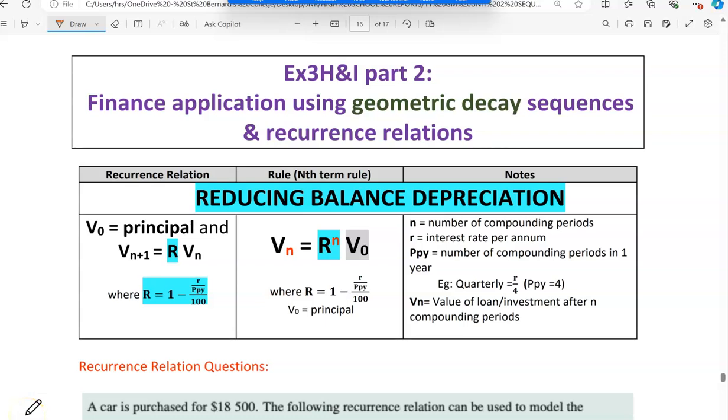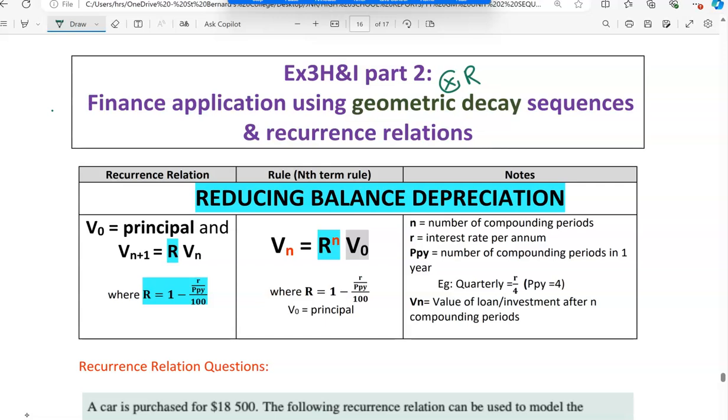Okay, so today we're going to look at the geometric sequencing, the financial application, but we're going to look at it when it decreases. So that's called decay. So remember, geometric means that you are multiplying. The rule is you're multiplying by a number.